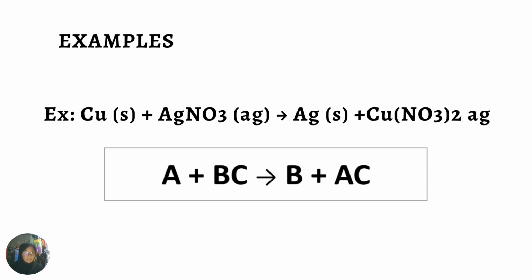So that's how a single replacement reaction happens, and a generalized reaction for that would look like this example. A, which is the element that starts out by itself, plus BC, that's the dancing couple, gives us B by itself, which is the element that gets booted out, and then A and C ending up paired together. So that is a single replacement reaction example.